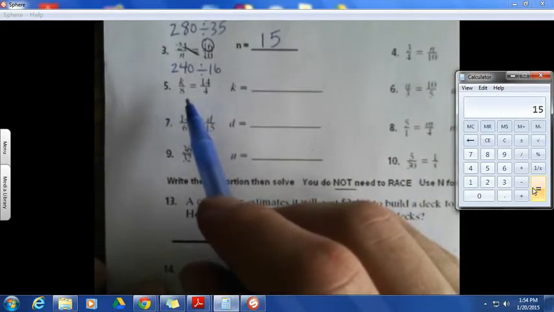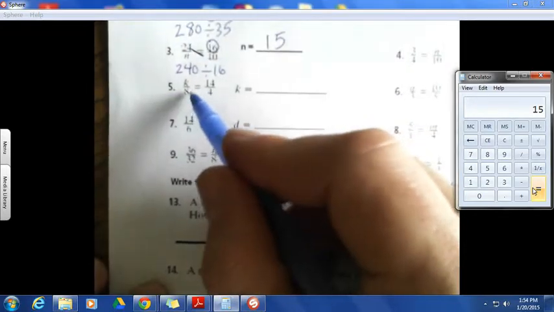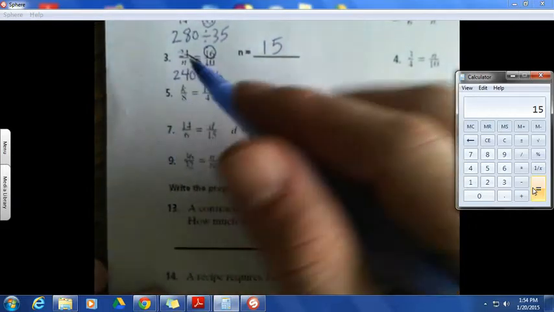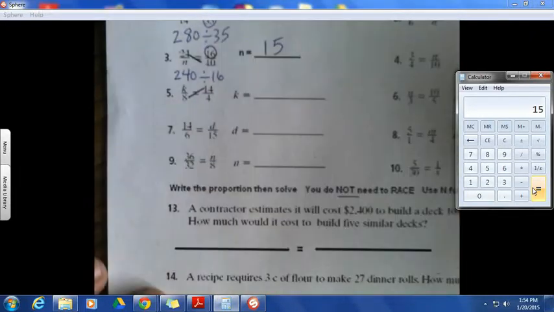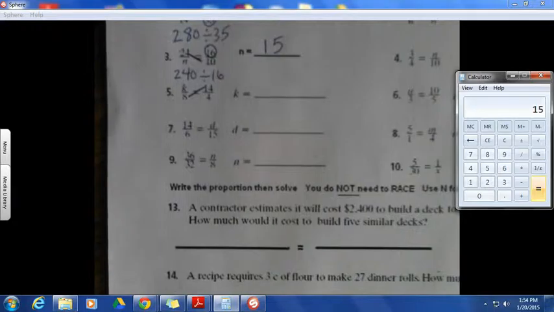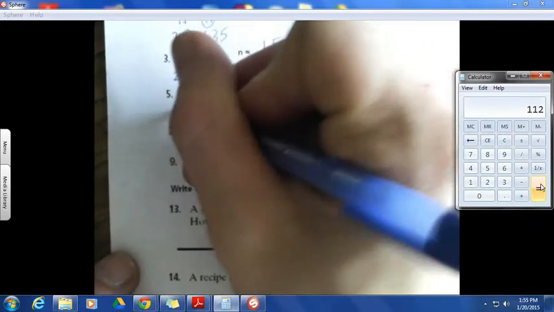Alright, let's take a look at number 5. What numbers are diagonal to each other? Well, I can see that 8 and 14 are diagonal. 8 and 4 are right across from one another, but 8 and 14 are diagonal. So I'm going to multiply 8 times 14. And I get 112.